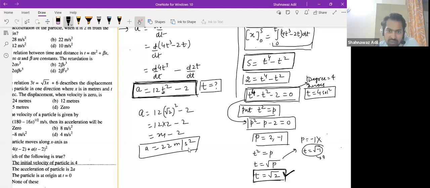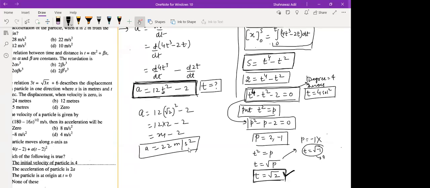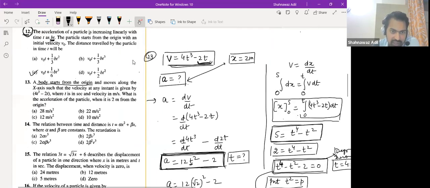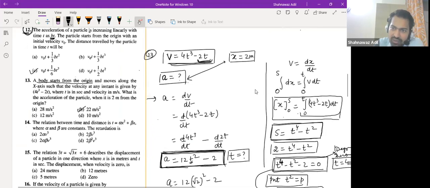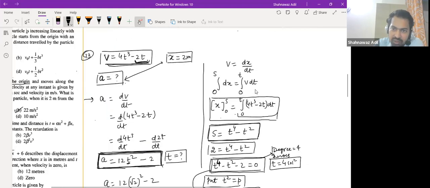Any doubt in this question? No, sir. Yeah, so this was a very easy looking question, but it had some twist and turn. So this was the twist, right? You guys note it down, and if you have any doubts, please ask.